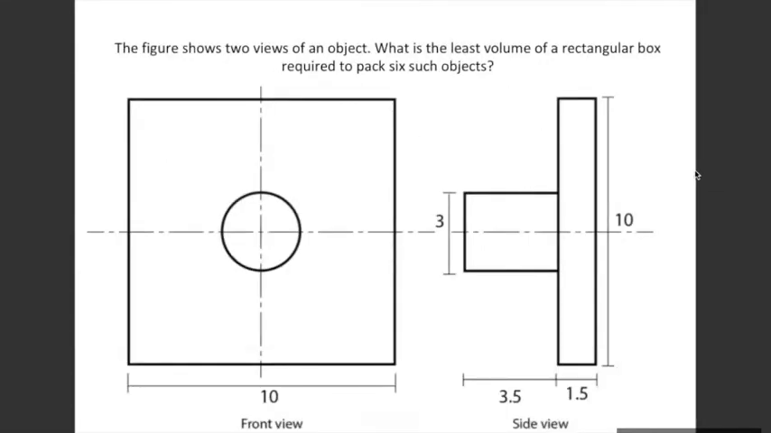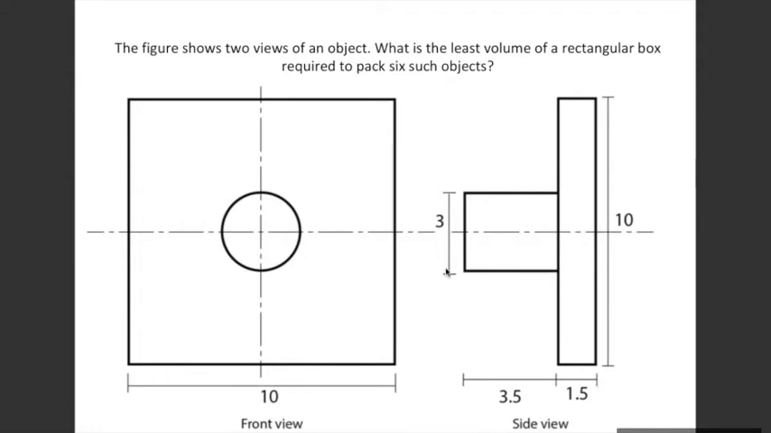So this is the first part where you are given the front view and the side view of one object. The front view looks like this, a square and a circle in the center. And that circle becomes like a cylinder like this of 3 centimeters diameter. And the height of that square is 10 by 1.5.